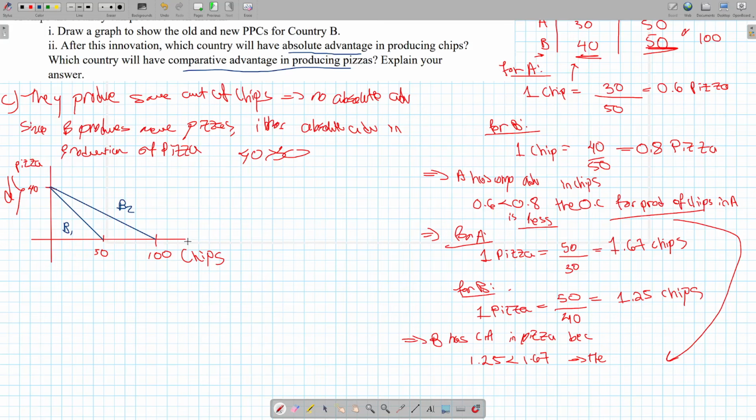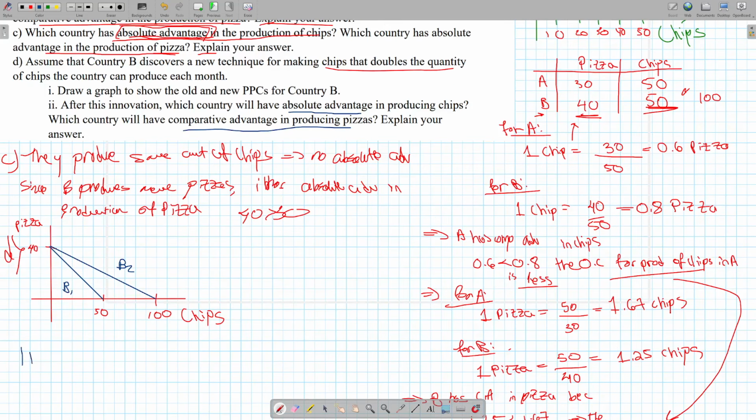Same thing, you just have to solve it again. You do the same thing for one pizza, and you have to do it for each country. For A, how do you calculate the opportunity cost for one pizza? Because now we're saying comparative advantage, but you have to get the opportunity cost. You divide. Remember, if you're calculating pizzas, then pizza is in the denominator. So 50 over 30, which is 1.67 chips.